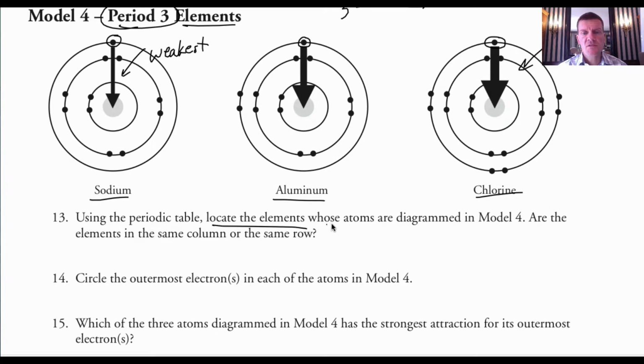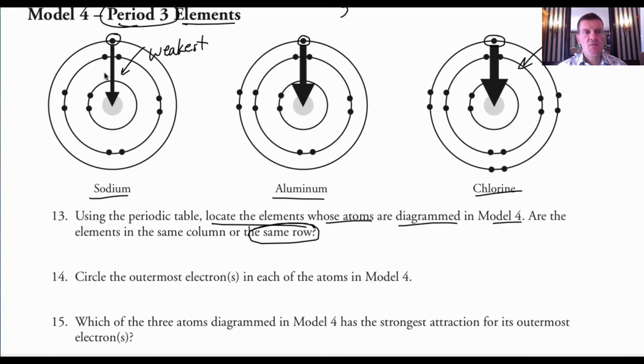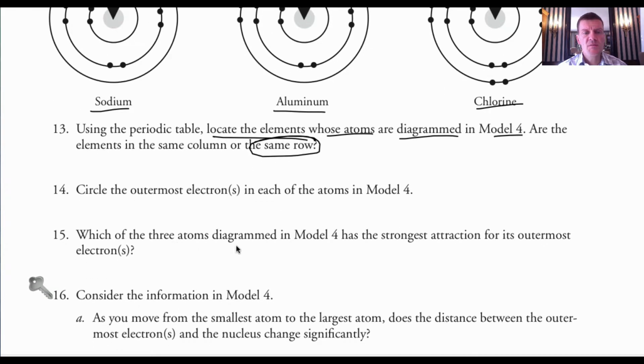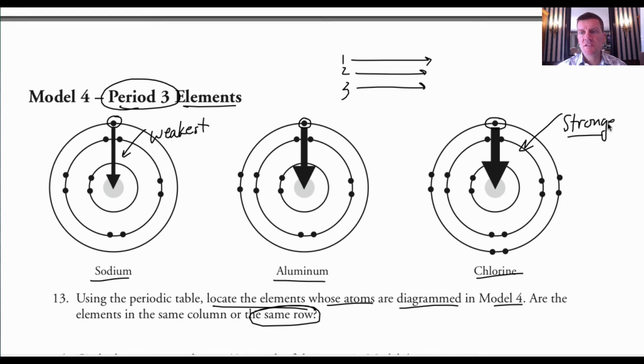Locate the elements whose atoms are diagrammed in Model 4. Are the elements in the same column or same row? I just said they're all in row 3, right? Circle the outermost electrons in each of the atoms. We did that already up here. Which of these atoms diagrammed in Model 4 has the strongest attraction? Here's your strongest one right there.